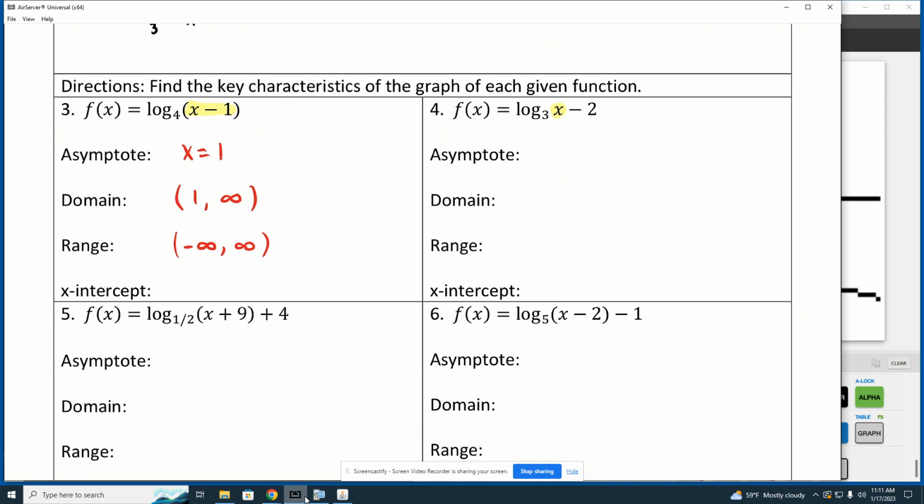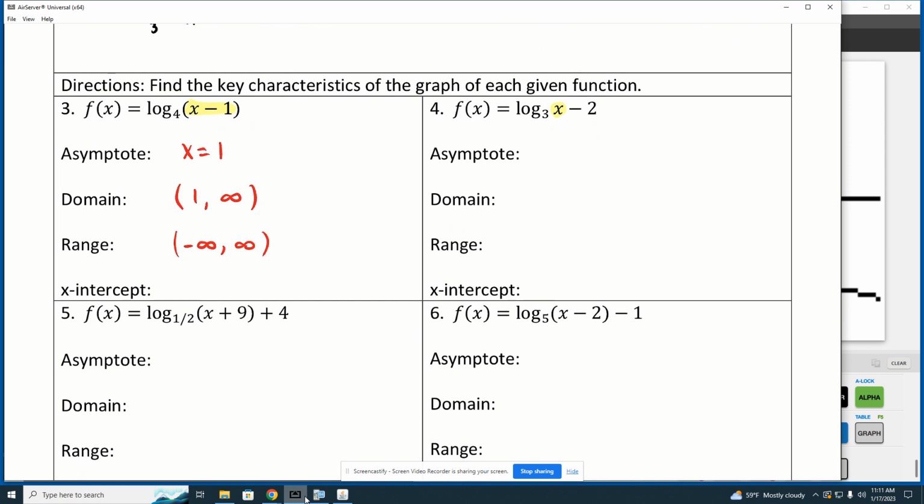Look at number 4. Did it shift left or right? On number 4, are there any parentheses? There's no parentheses here around that x minus 2. So did it shift left or right? No. So what does my asymptote remain? X equals 0. So what's my domain? 0 to infinity. What's my range always? See how easy we answer those 3 questions?